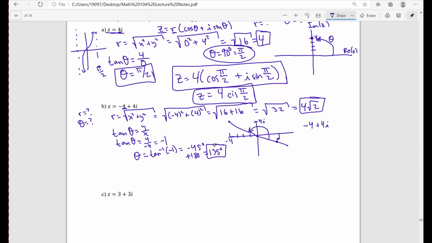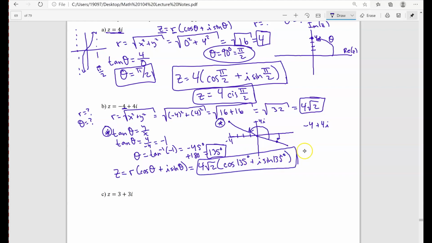So finding the angle theta is twofold. It's basically solving for the angle theta using tangent theta and then graphing it just to make sure that you actually have the angle that you want. Okay, so now all we got to do is write it in polar form. So z is equal to r times cosine theta plus i sine theta. So this is going to be equal to 4 square root of 2 cosine of 135 plus i sine of 135. This is in degrees.